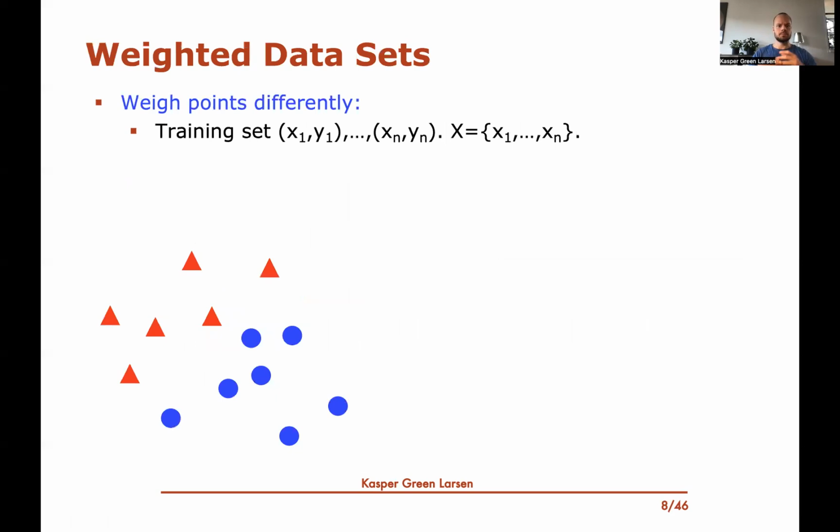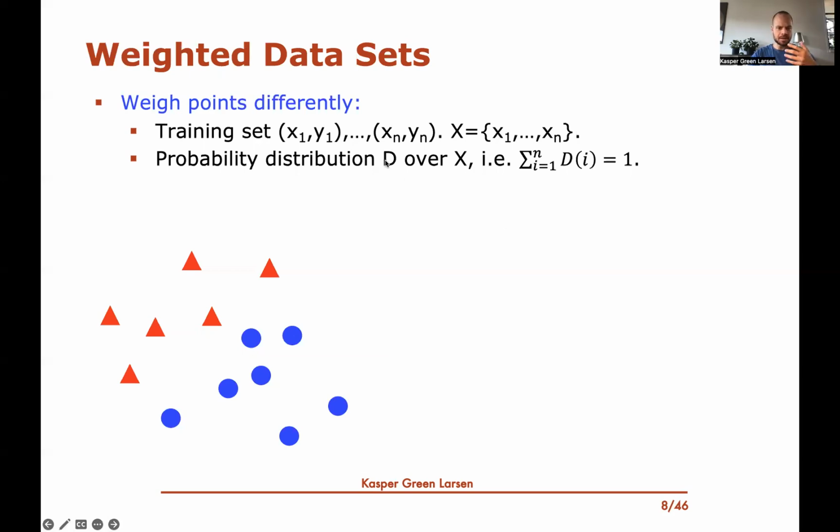Okay, so weighted data sets. In the AdaBoost algorithm, or boosting algorithms, we have a training data set of n examples, the xi's being the feature vectors and the yi's being the labels, like we're used to. Then we're going to work with a probability distribution over the training data set. So we think of it as if there's a distribution D, and it's just a probability distribution, so non-negative numbers, one for each of the training examples, and the weights sum to 1.